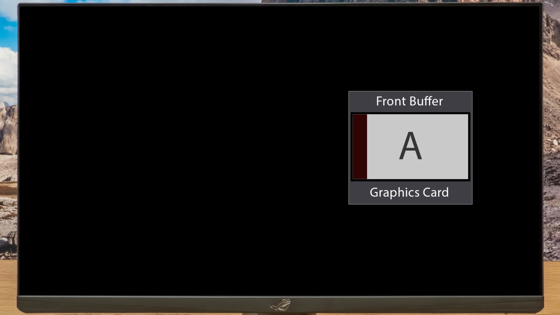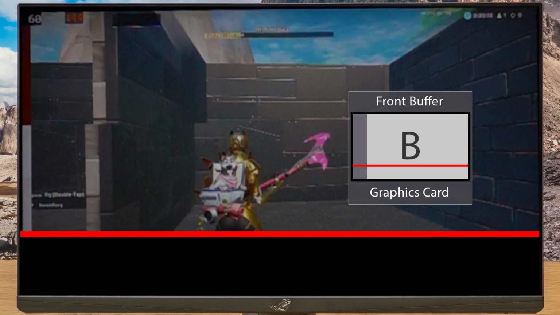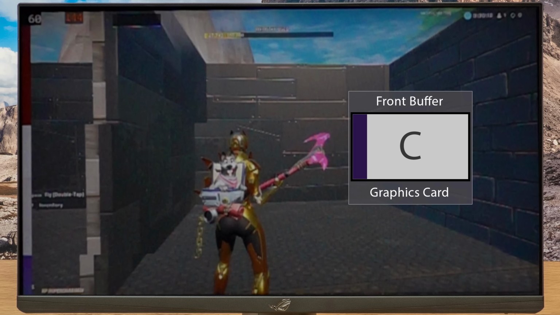While the monitor scans the front buffer which contains image A, the graphics card pushes image B to the buffer. As the monitor runs at a fixed refresh rate of 60 Hz, it just continues with the scan. And so now we have a slice of image A and a slice of image B on the display. But while the monitor is still scanning the front buffer, the graphics card finishes rendering image C. And so you end up with another slice of a different image on your display.